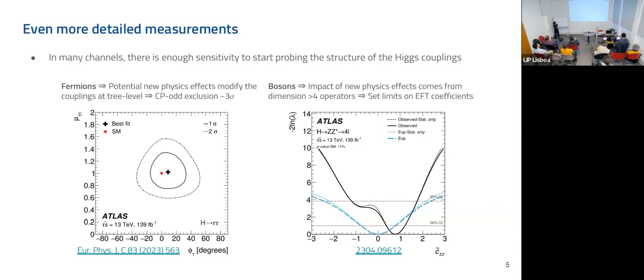And then in the case of bosons, we know that new physics effects usually come from, or can be parameterized as coming from, operators with a dimension above 4. And so what we do is we use effective field theory to study these couplings. And then what we do is set limits on the effective field theory coefficients. And this is an example from Higgs to ZZ, where this is the value of what we call the Wilson coefficient for CP-odd ZZ coupling. And here you can see the exclusion limits that we have on this coupling alone.